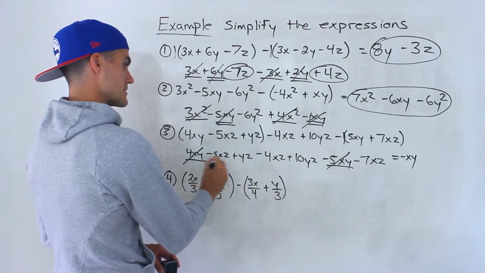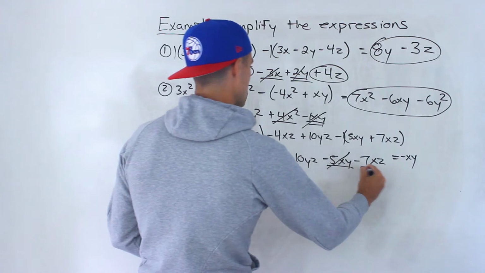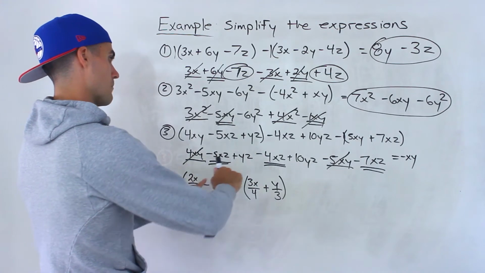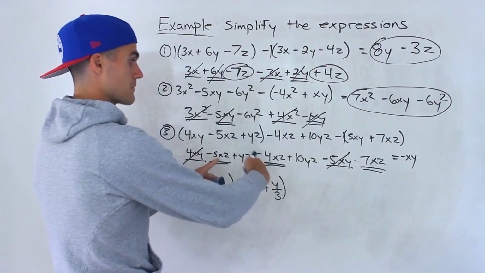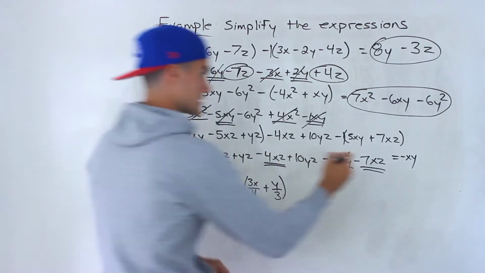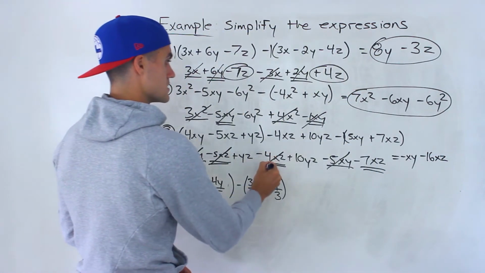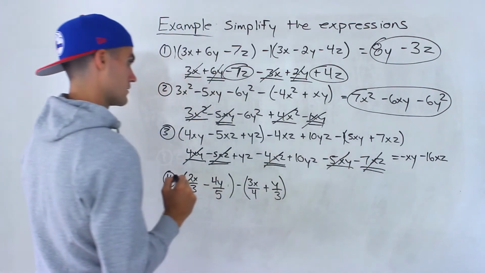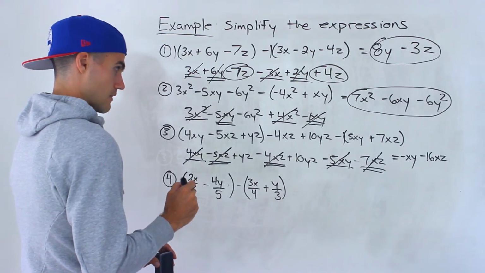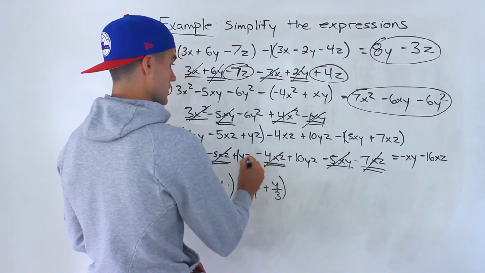And then xz, this, and that. So we'd have minus 5xz minus 4xz, which would give us minus 9xz. Minus 7xz would give us minus 16xz. I try to be really careful with these, especially when there's a lot of letters involved. And then we got 1yz plus 10yz, which would give us 11yz.